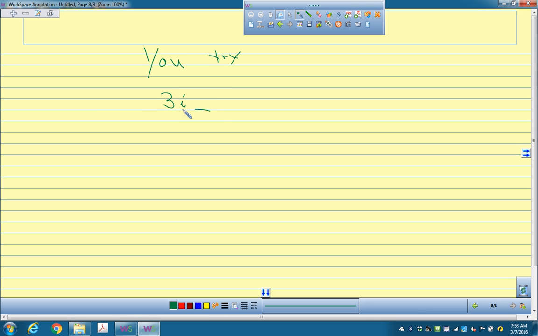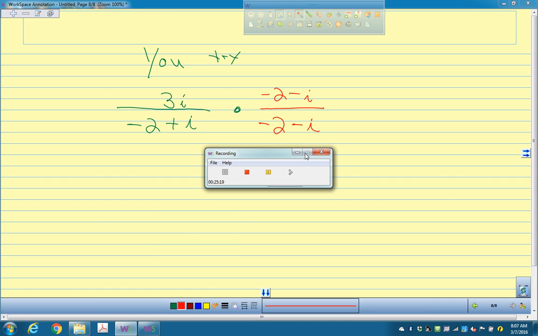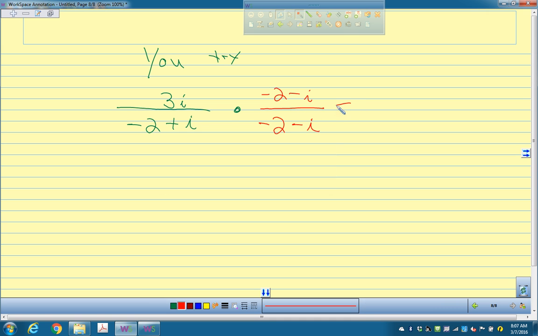3i divided by negative 2 plus i. Okay? Just so you don't start off on the wrong foot, what would be the conjugate of negative 2 plus i? You don't change it to negative 2, you just leave the negative 2, you change this to negative 2 minus i, and so you have to multiply that on the top and the bottom. So go ahead, you try and then simplify. Let me show you if you didn't get this.